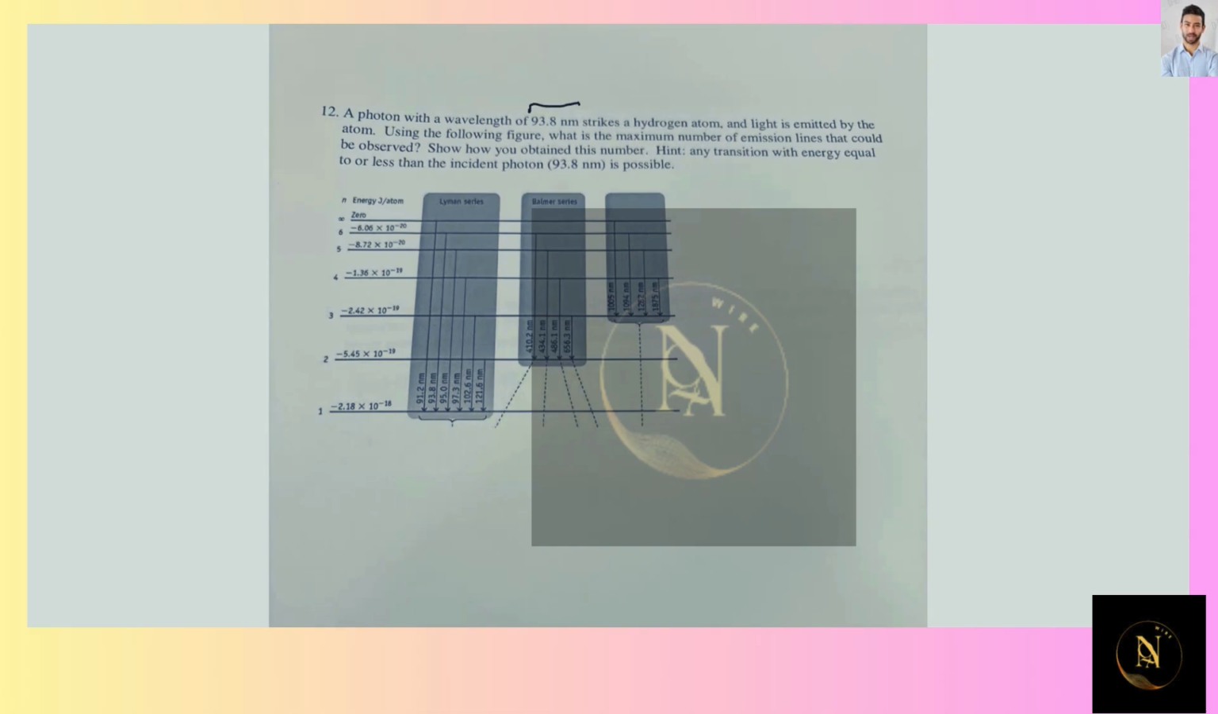Hi, so over here we're given the case in which a photon with wavelength 93.8 nanometers strikes a hydrogen atom, and light is emitted by the atom after this excitation occurs. Using the following figure, what is the maximum number of emission lines that could be observed? Show how you obtain this number, considering the following hint: any transition with energy equal to or less than the incident photon is going to be possible.